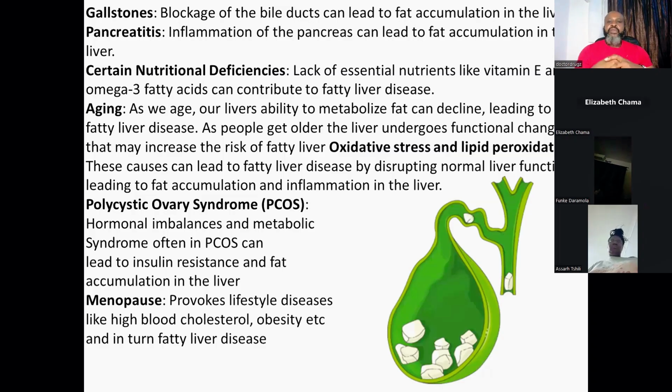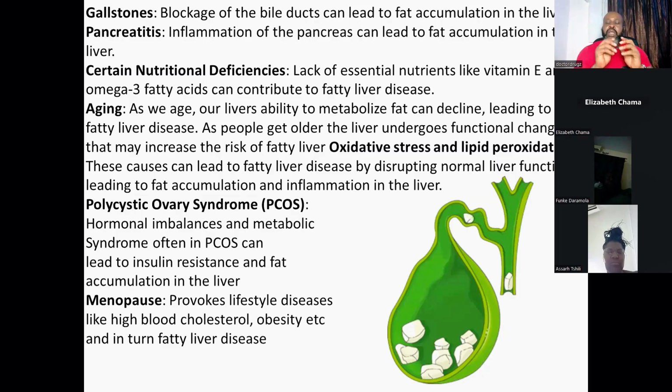Then we have certain nutritional deficiencies. Of course, talk about the omega-3 fatty acids. Talk about that shortly. Aging, because as we get older, our liver's ability to metabolize fat can decline, leading to fatty liver disease. As people get older, the liver undergoes functional changes that may increase the risk of fatty liver, oxidative stress and lipid peroxidation. These causes can lead to fatty liver disease by disrupting normal liver function, leading to fat accumulation and inflammation in the liver.